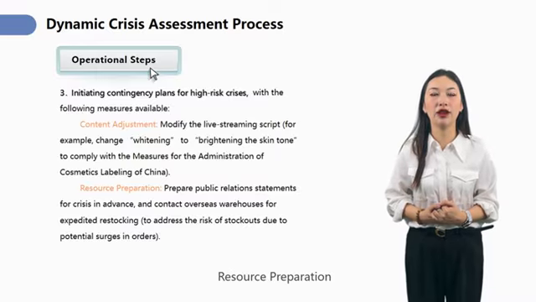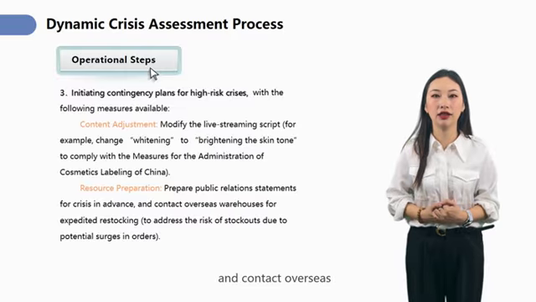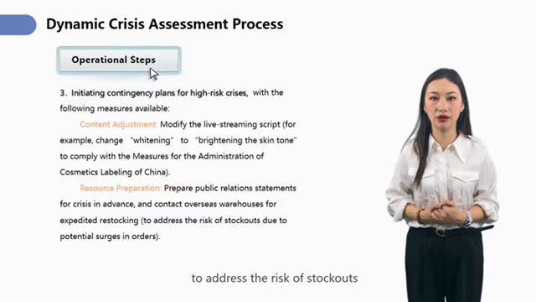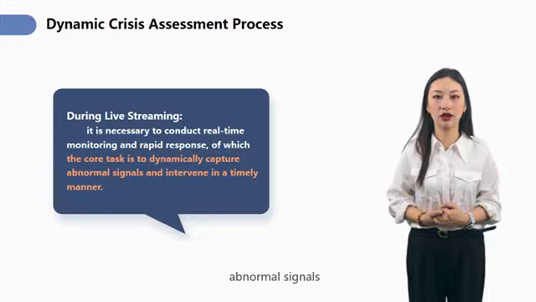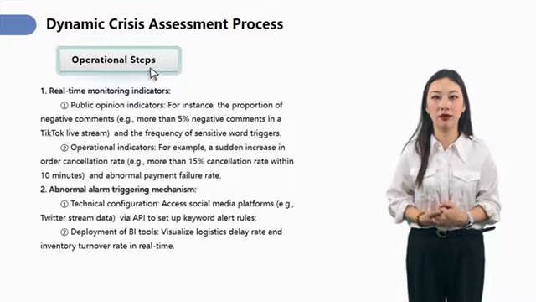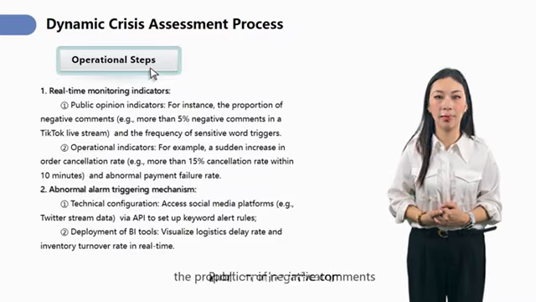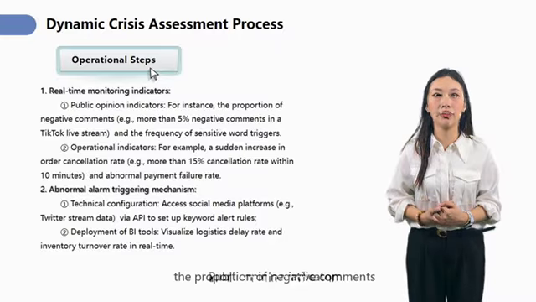During the live streaming, conduct real-time monitoring and rapid response, of which the core task is to dynamically capture abnormal signals and intervene in a timely manner. Operational steps. 1. Real-time monitoring indicators. Public opinion indicators. For instance, the proportion of negative comments, for example, more than 5% negative comments in a TikTok live stream, and the frequency of sensitive word triggers. Operational indicators. For example, a sudden increase in order cancellation rate, for example, more than 15% cancellation rate within 10 minutes, an abnormal payment failure rate.